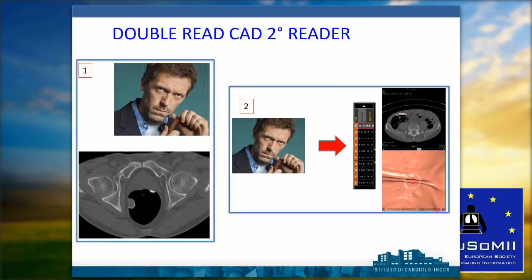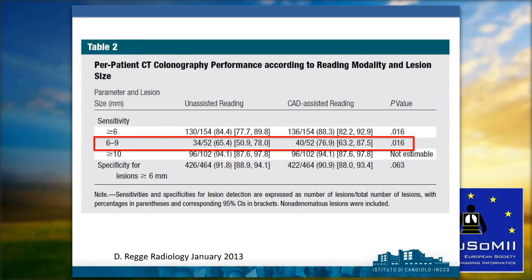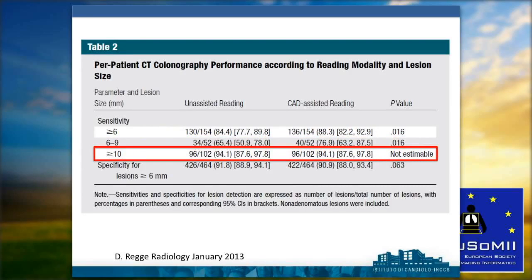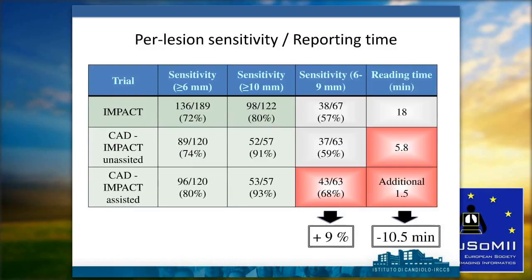And then we also used CAD as a second reader. We just went through the prompts and we decided which ones were true positives and which ones were false positives, and so on. And what we found out is that CAD was very good at detecting those 6 to 9 millimeter polyps that were missed by the radiologist most of the time. We actually had an increase in sensitivity of about 12% on a per patient analysis. No real difference for large polyps, those larger than 10 millimeters in diameter.